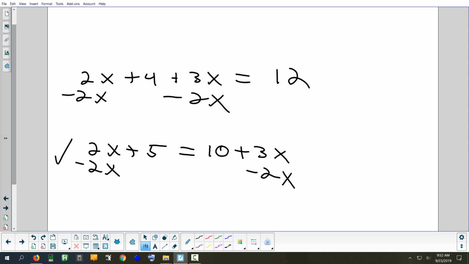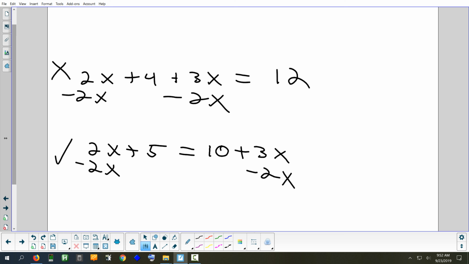This is definitely the way you do it. This is not. What's different about the bottom equation? Because the 2x, you subtract it from both sides equal. Both sides, right? That's the key.